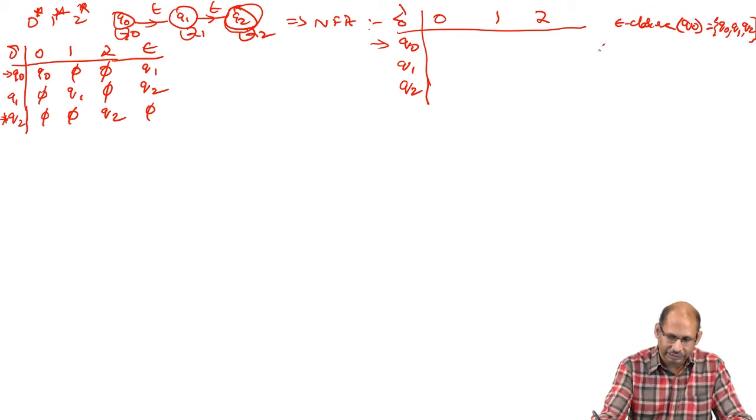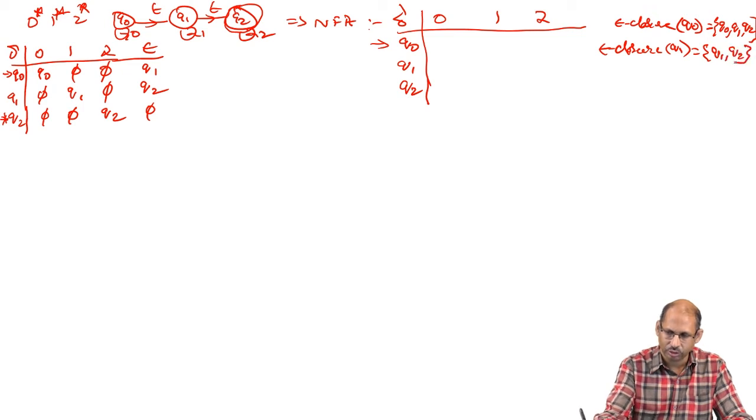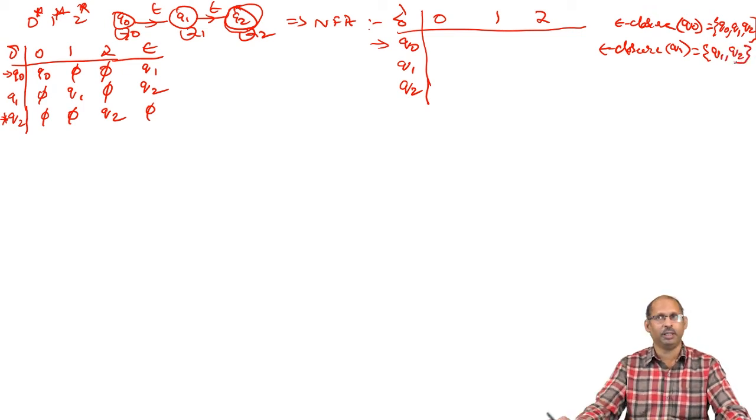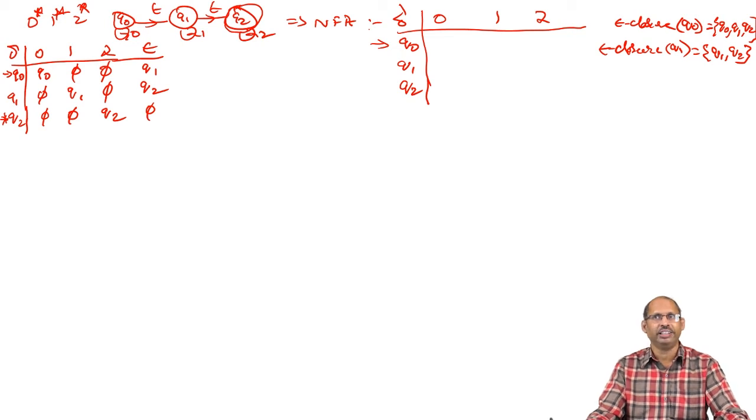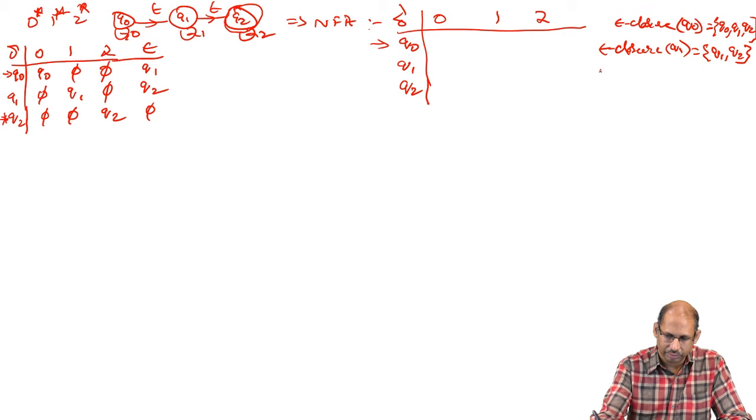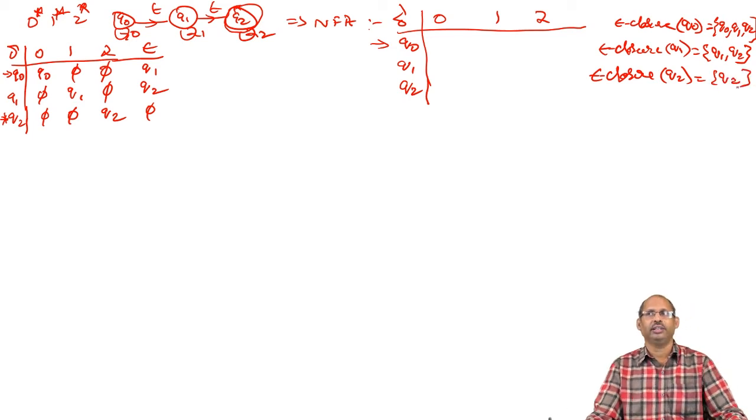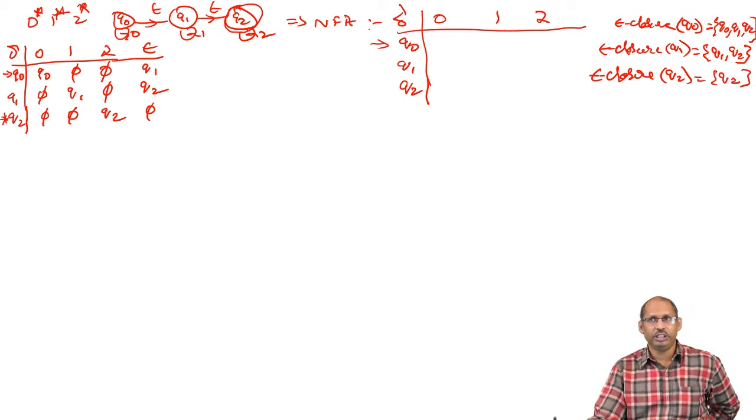Then if we consider epsilon closure of Q1, we will get Q1 and Q2. So Q1 will be the same state, on epsilon it goes to Q2. Then epsilon closure of Q2 is simply only Q2. So the first step, finding the epsilon closure, is over.